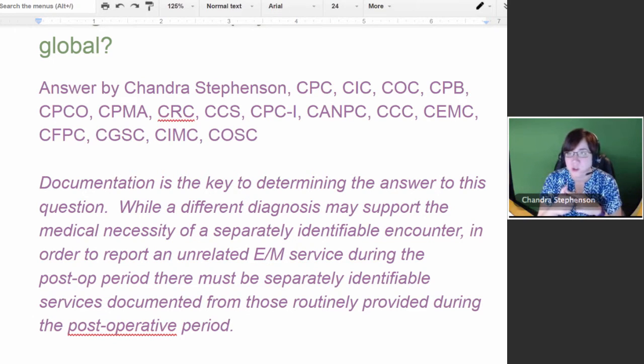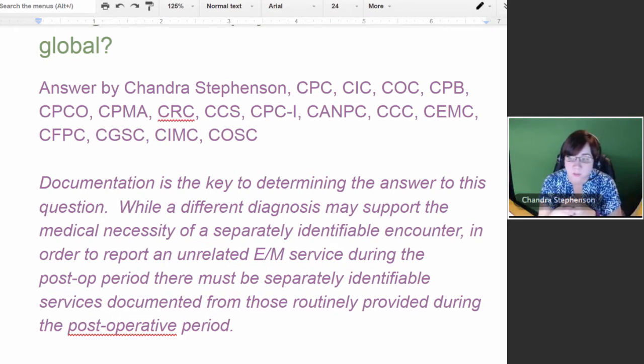So the physician put trigger thumb down as their E&M diagnosis for an unrelated encounter, put the E&M code on, and put a 24 modifier on it, and said, okay, I want to send it out separate from their post-op. And the question that the coder had was, all right, is that enough? Is just a separate diagnosis alone? And my answer is a separate diagnosis alone is not sufficient. What it comes down to is the documentation.